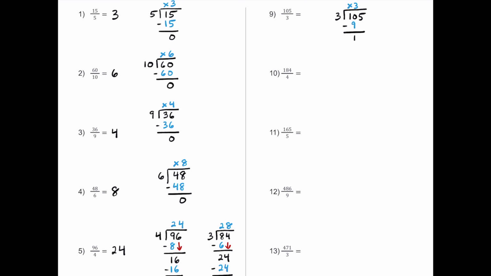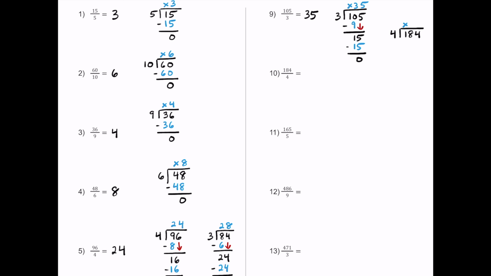We're going to bring down this 5 and repeat the process. So that's now 15. 3 times, let's go with 5. That equals 15. And let's see, the remainder here is going to be 0. So no remainder again, and we have an answer of 35. That's the quotient. For number 10, we have 184, and we're going to divide that into 4 parts. Let's see what that is going to be.